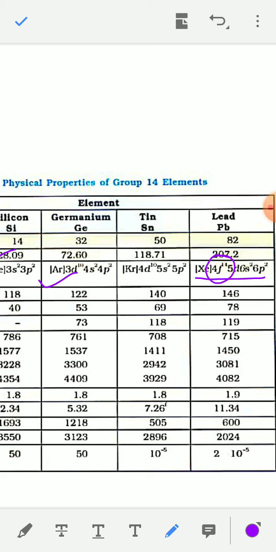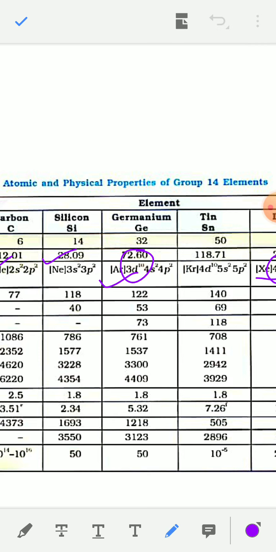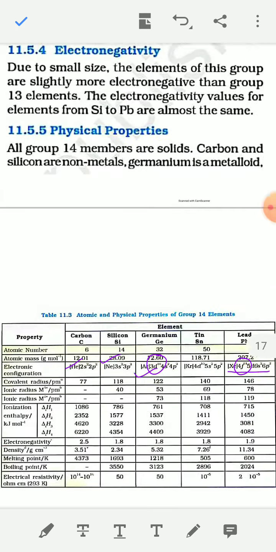Poor screening or poor shielding f electrons, 14 of them, are present, and in case of germanium 10 d electrons are present. Inner poor screening 10 d electrons are present in the 3d orbital in germanium, but there are no d electrons present in carbon and silicon.